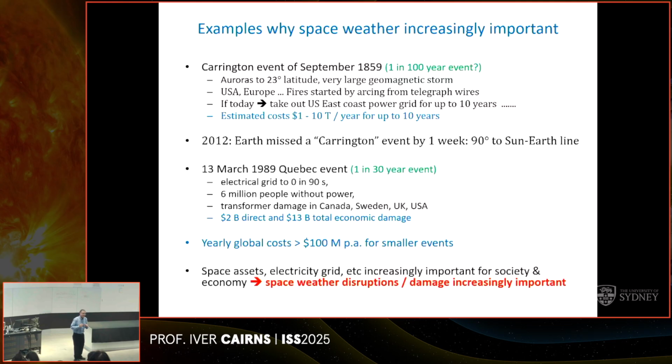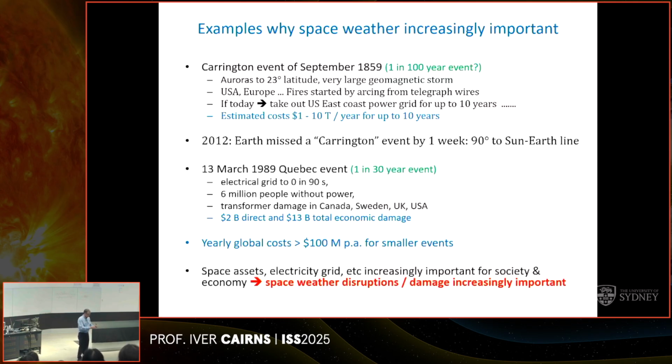Real problem for society. And the costs: $1 trillion, maybe $10 trillion a year. You might say, well, surely that's okay. But the cost of the Iraq war about 20 years ago was about $1 trillion a year. So it's a large amount of money, a real problem. As I mentioned earlier, Earth missed a Carrington event much more recently, about 10 years ago.